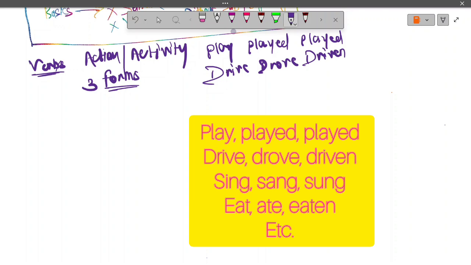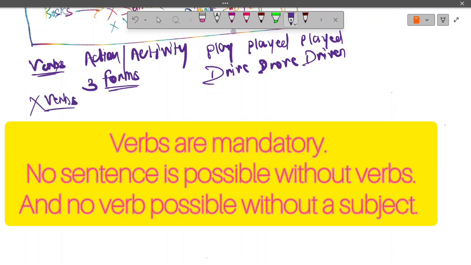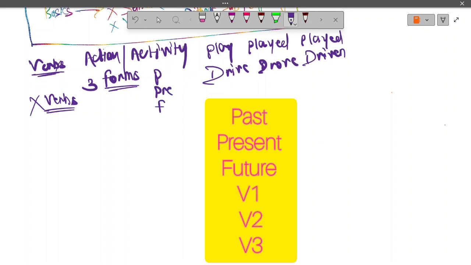And verbs are important in our language because there is no sentence possible without the verb in the English language. Without the verb, there is no sentence possible in the whole English language. So that's why identification of the verb is very important. We also have seen that it has three forms. Why? Because it represents the time and the tense, and time has three aspects: past, present, and future, and that's why it has three forms to differentiate between these different tenses.